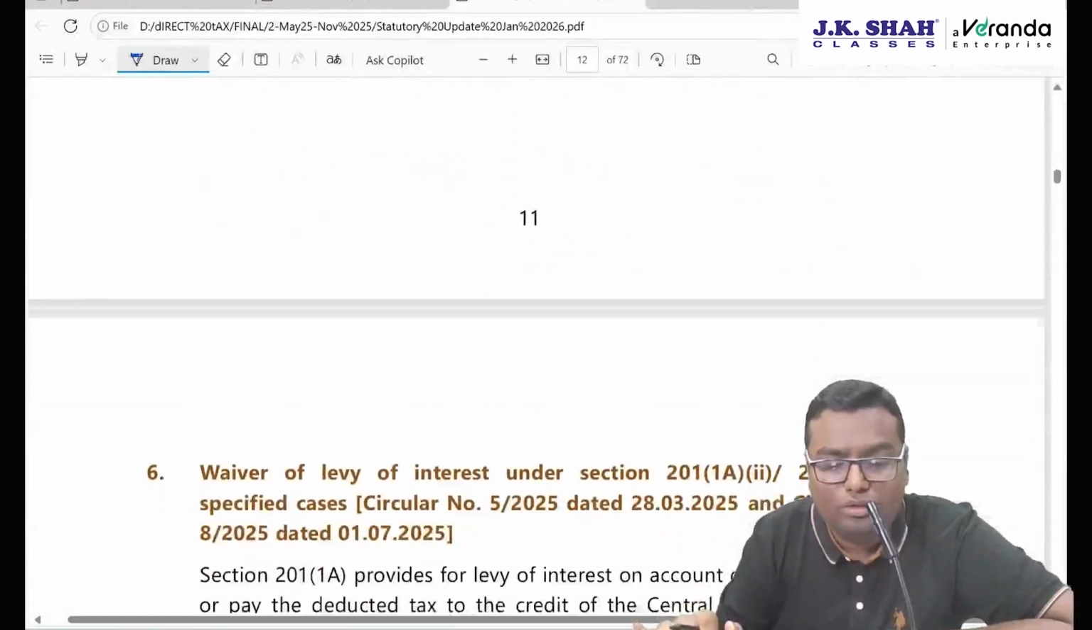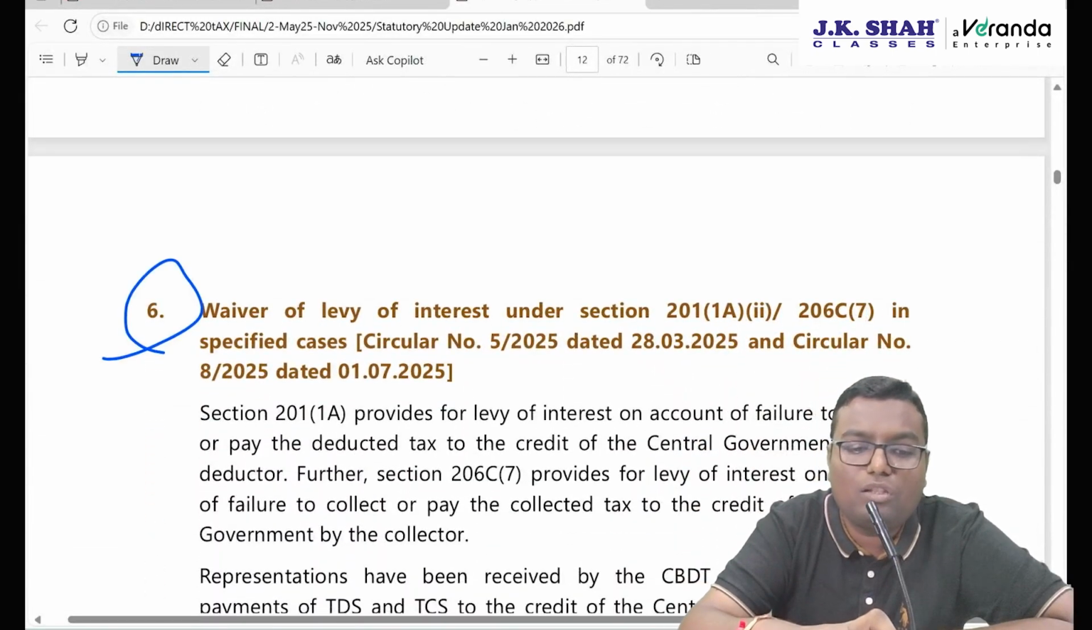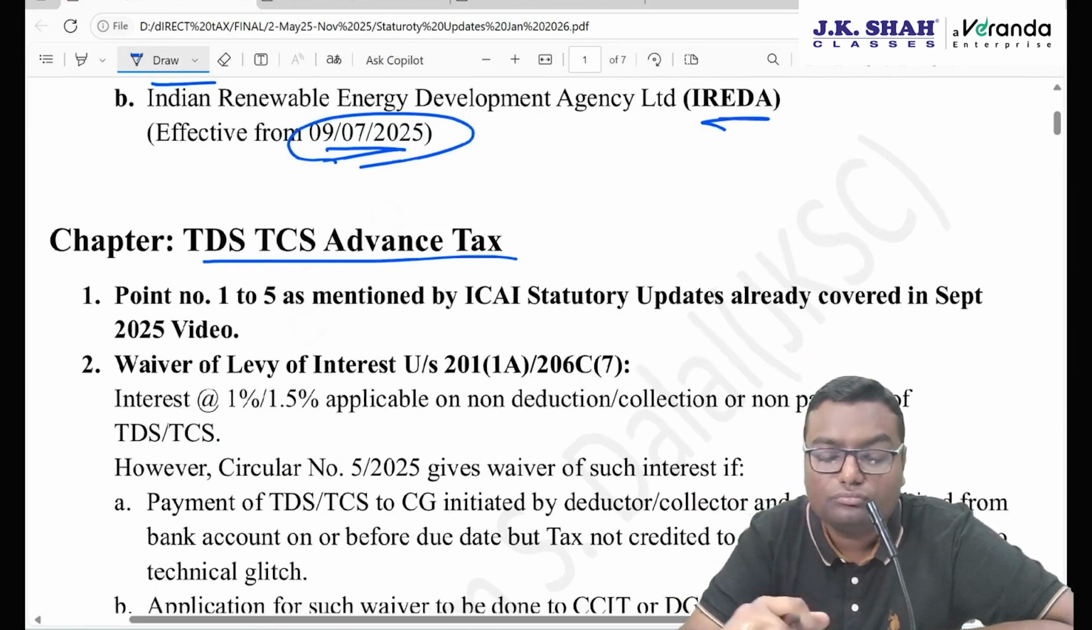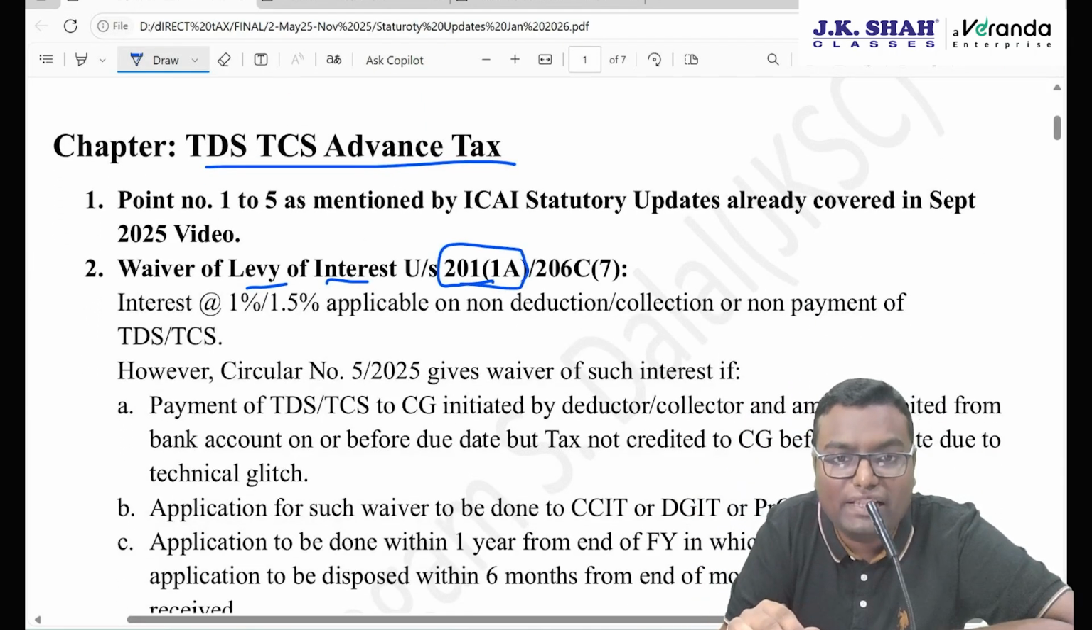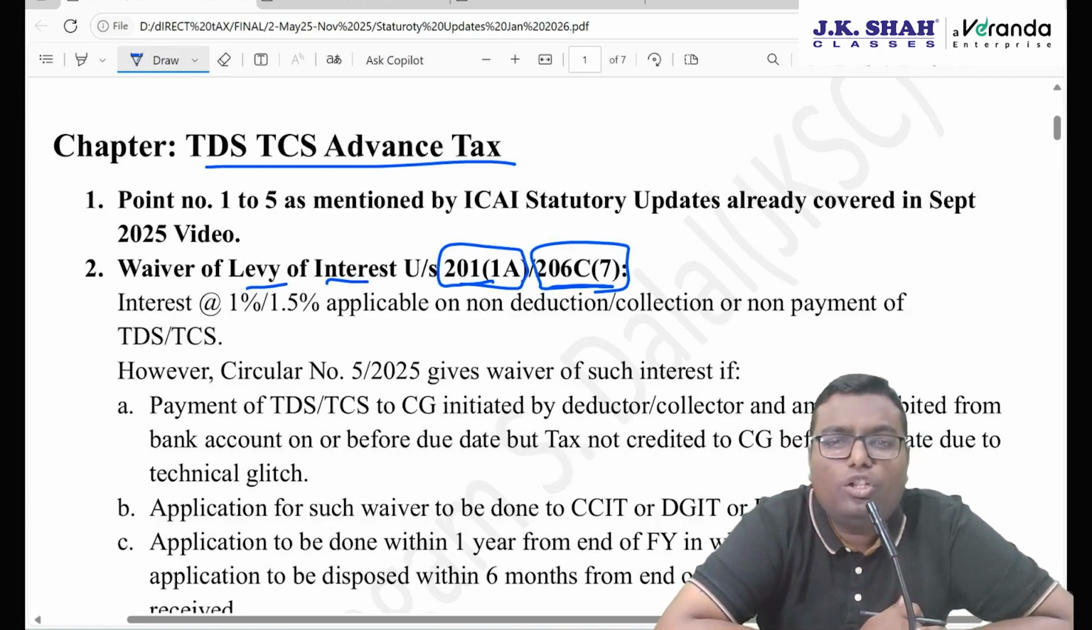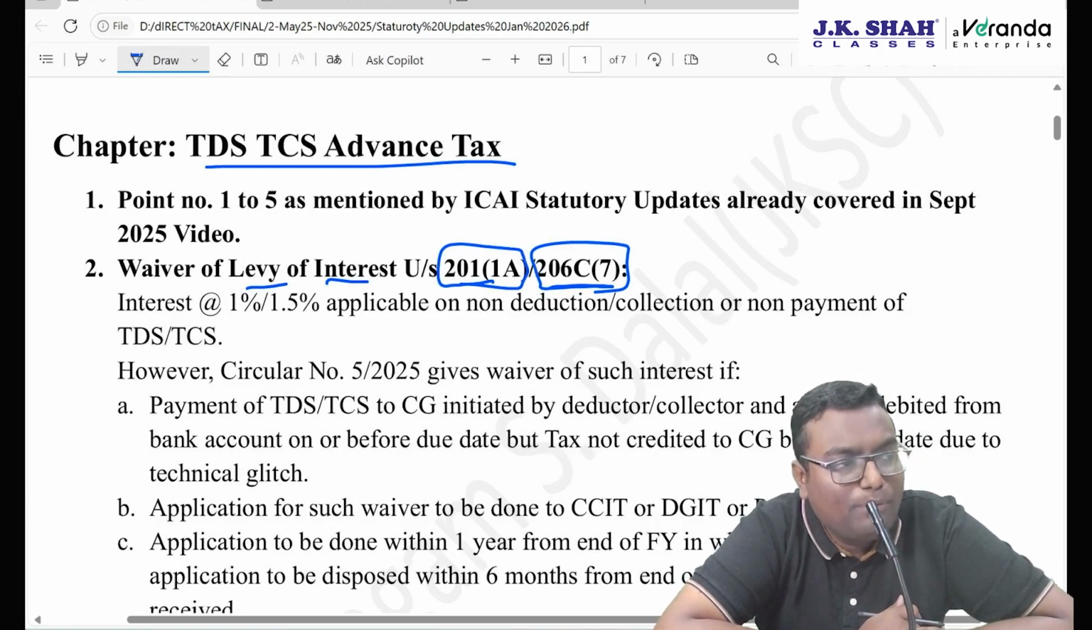What is new? The 6th point. It was not there in the September 25 video, which is waiver of the levy of interest under 201 subsection 1A or 206C subsection 7. Now we all are aware of what is the due date of depositing the TDS: 7th of the next month. So let's say I have deducted the TDS in the month of April. I have to deposit to the government up to 7th May.